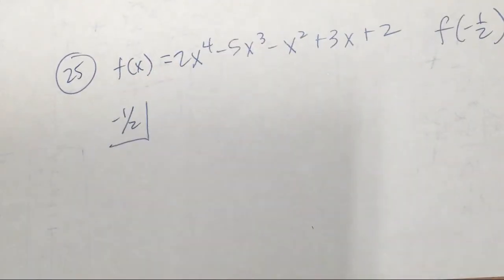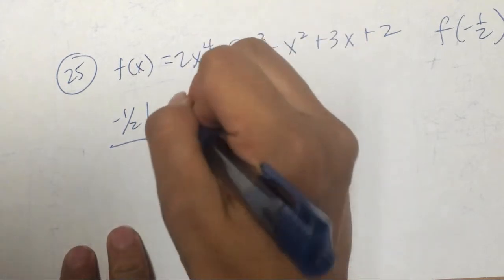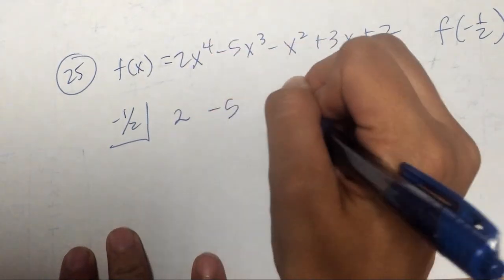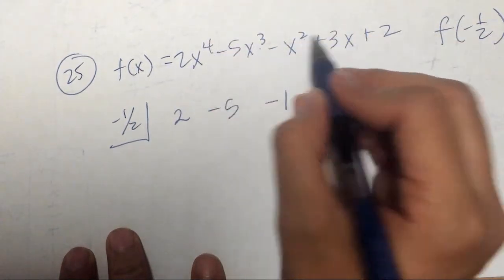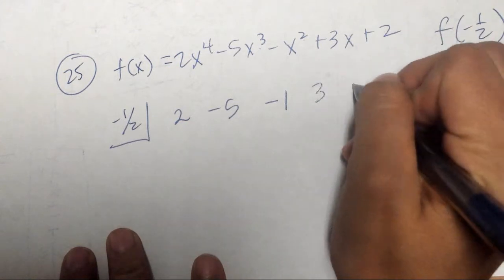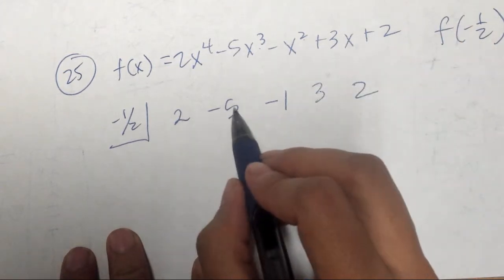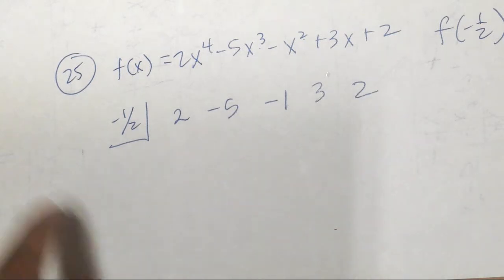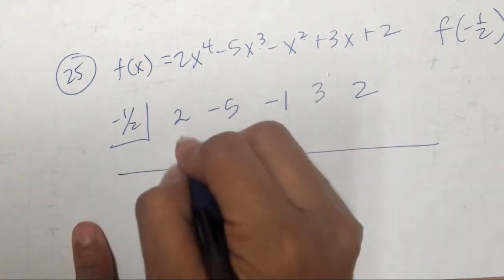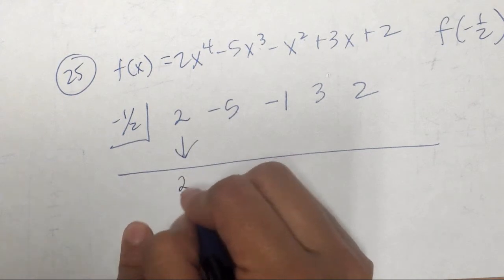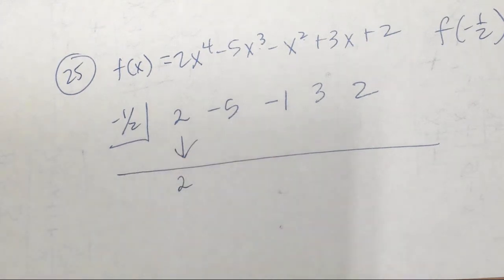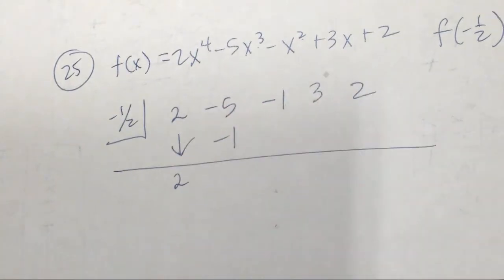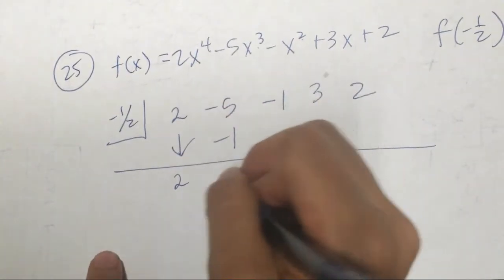Put it in your little box. Take the leading coefficients. 2, negative 5. So 4, 3, 2, 1. So 3 and then 2. 4, 3, 2, 1, 0. Draw the line. So I'm going to bring down the 2. So when you have negative 1/2 times 2, you're going to get negative 1. And then I'm going to add, so I get negative 6.